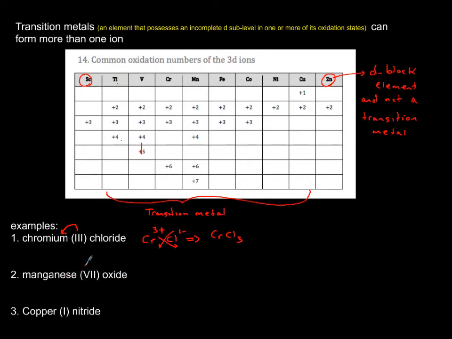Manganese 7 oxide, then again 7 belongs to manganese, it's not magnesium, so it's Mn 7 plus. Oxygen group 16, 2 minus, swap the charges or switch them, so Mn2O7. Copper 1 nitride, so Cu is 1 plus. Nitrogen group 15, so 3 minus. Then swap the charges, so you have Cu 3 times N once. So transition metal is also part of your nomenclature for ionic. They are metals with variable oxidation numbers.